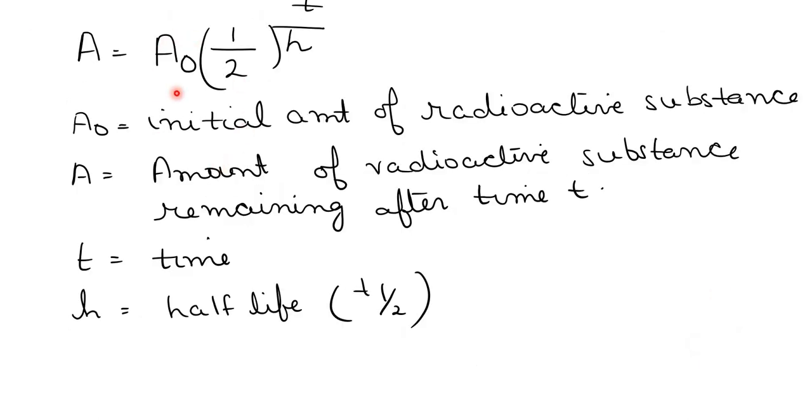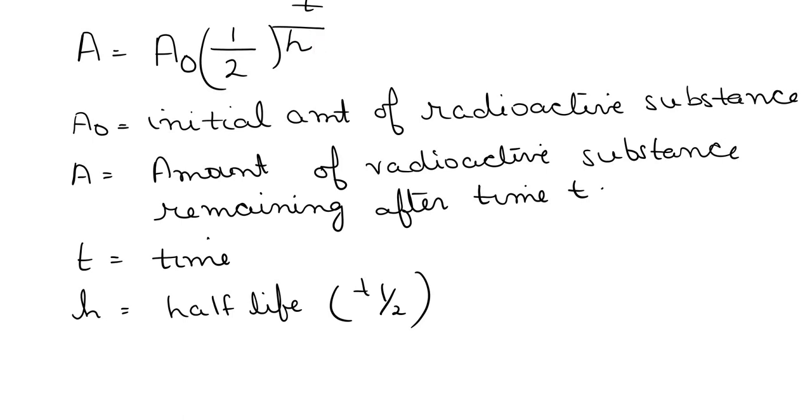Now, if they ask us about what is the amount of radioactive substance remaining after a particular time, then we can use the formula A is equal to A naught into half power T by H. So, A naught is the initial amount of the substance with which we begin. A is the substance remaining after a time T. So, that time is given by T, and instead of putting T half, here we are putting it as H, which is the half-life, just for simplicity's sake.